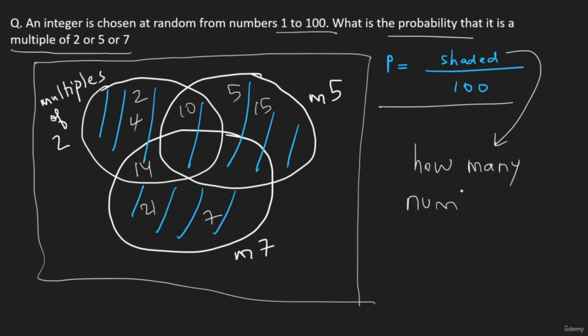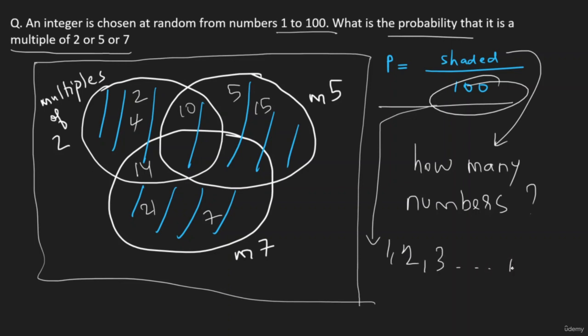And we know the total possible outcomes are 100, right? Which is 1, 2, 3, etc. up to 100. So any of these 100 possibilities can occur. So the total possibilities are 100. Alright, let's move ahead and try to find how many numbers are there in this shaded region.